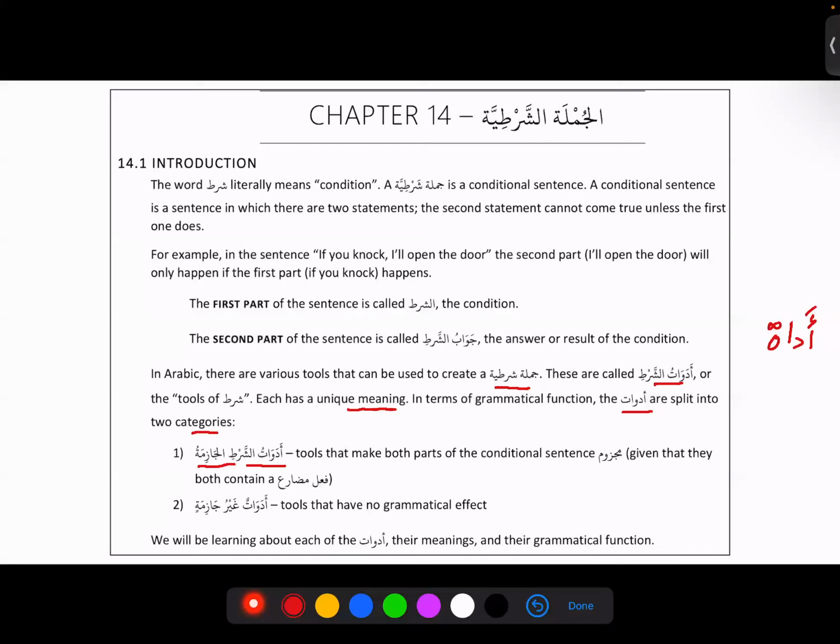So adawatu shart jazima and adawatu shart ghairu jazima. Right? So simple and easy. There are going to be two kinds of tools. One, they are going to turn fil mudariya majzoom. The other, they are not going to turn fil mudariya majzoom. Clear? Yes, alhamdulillah. So there is not going to be any grammatical effect when there are adawat which are ghair jazima.